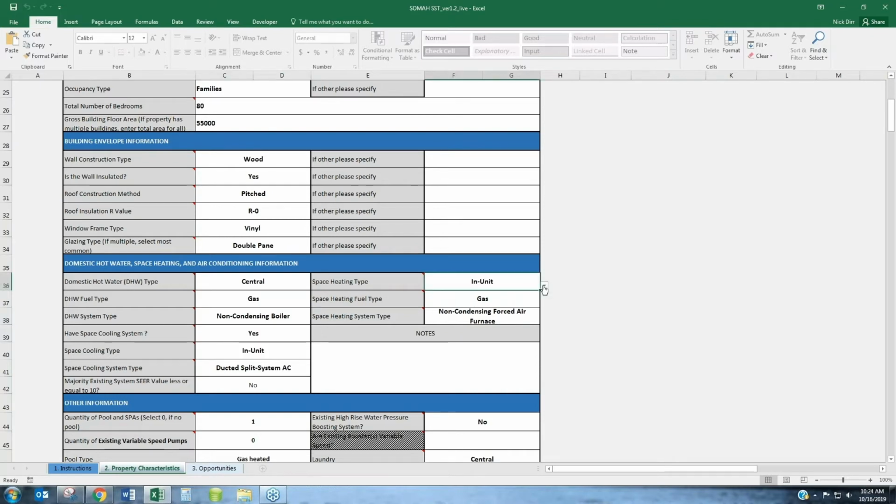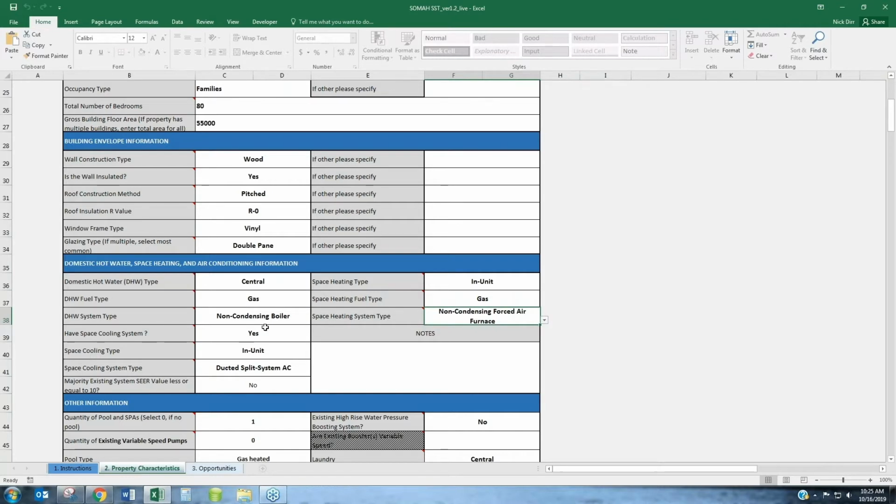Similar logic on space heating type and unit or central. Again, central meaning that there's a heating plant that provides heating to all of the units. Fuel type: gas, electric, or propane, and then a basic selection of the heating equipment type. So in this example, I'm selecting a forced air furnace.